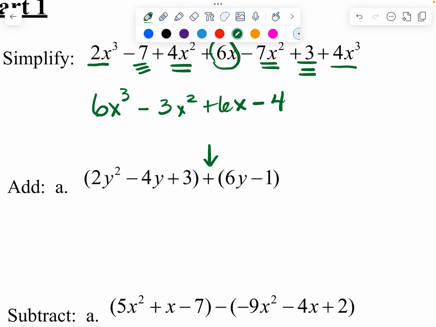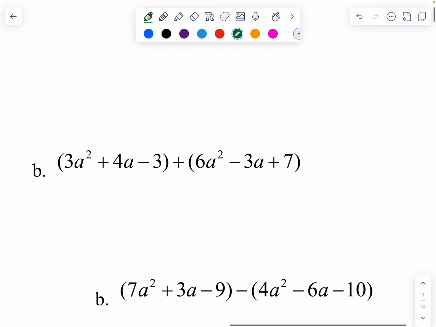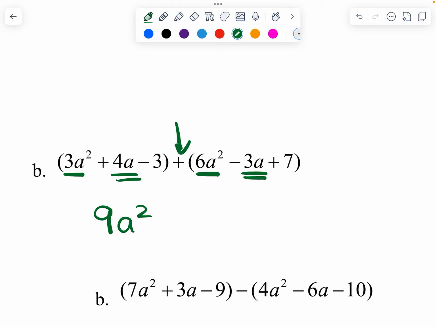Okay, so on this next one, this has a plus sign in between, so we can really just pretend like those parentheses aren't there. I have a y squared, so I'm going to write that. I have a y, and I'm going to combine those. And then I have a constant, and so I get that. Same thing here. Again, this is addition, so I'm going to leave it alone. Those are squareds, so 9a squared. This is a regular a, so plus a. And then we have constants, and we get plus 4.